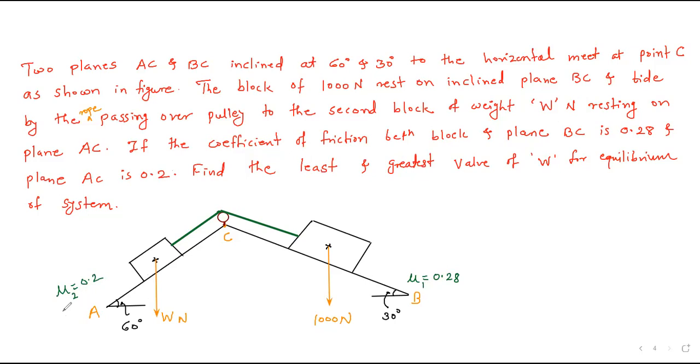0.28 and 0.1. Now different values are given. Find the least and the greatest value of W. So they have given you two conditions. Find the least value of W first and find out the greatest value of W. Okay. So least means what? Less. And greatest means what? More. So see what will happen now.